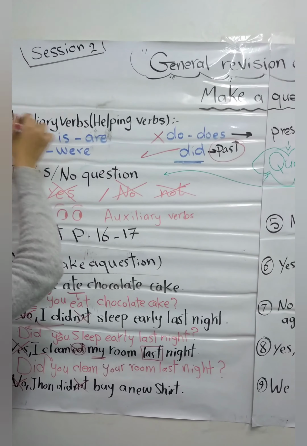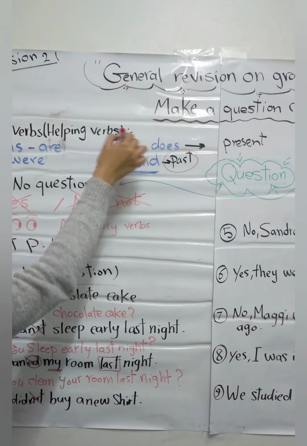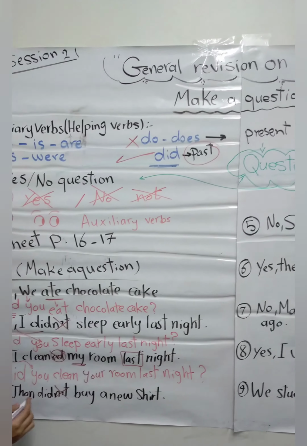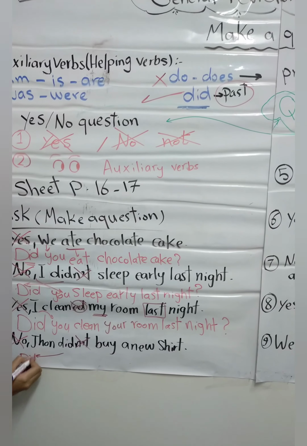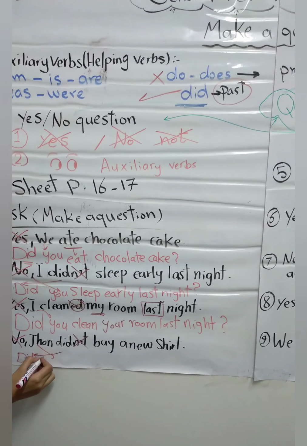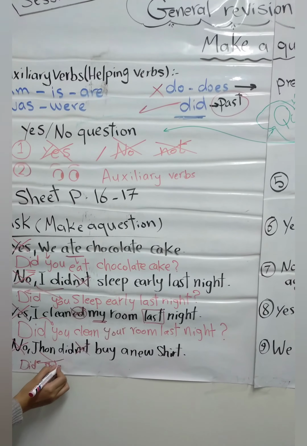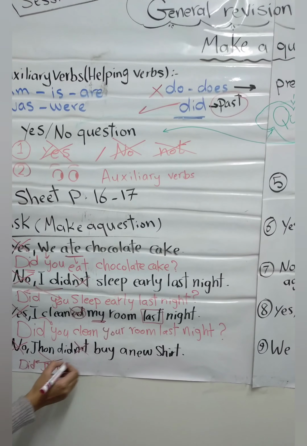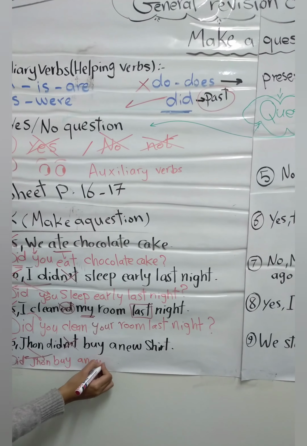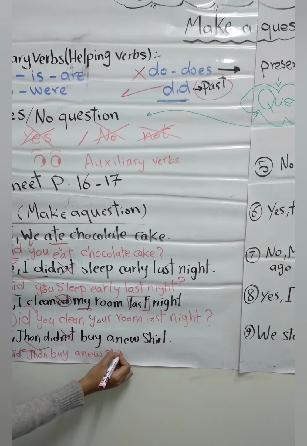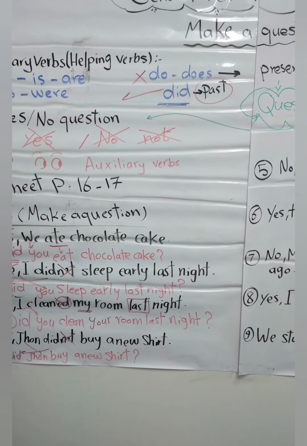Here we don't have am, is, are, was, were. We don't have do, does. Oh, we have here did. So make a cross. Did becomes number 1. John becomes number 2. Did John buy a new shirt? Don't forget question mark.